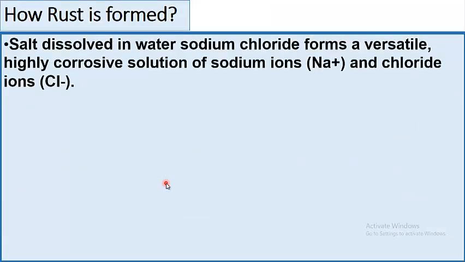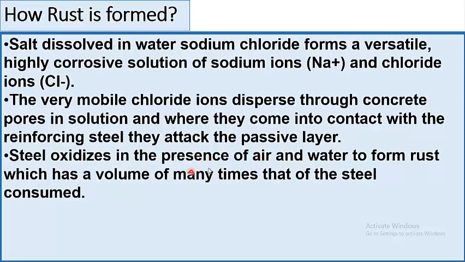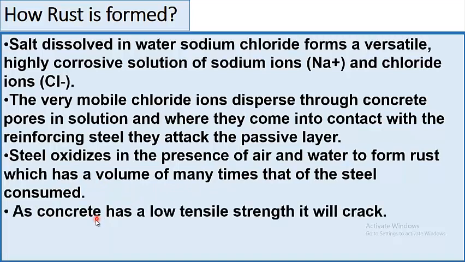Now, how is rust formed? As we know, salts dissolved in water, sodium chloride, form a versatile, highly corrosive solution of ions, that is Na+ for sodium and Cl- for chloride. The very mobile chloride ions disperse through concrete pores in solution, and where they come in contact with the reinforcing steel, they attack the passive layer. Steel oxidizes in the presence of air and water to form rust, which has a volume many times that of the steel consumed. As concrete has a low tensile strength, it will crack.